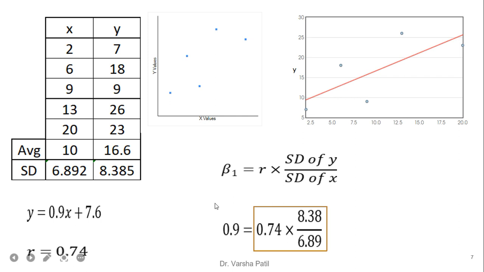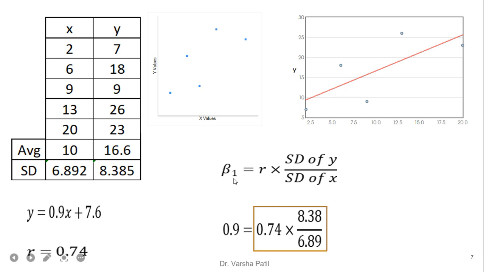Now we will check a different type of data. Now this is the x and y. We will find the average, then the standard deviation. Then when we plot the data, we get this. Now here when we apply linear regression, we get the answer y equals 0.9x plus 7.6, where 0.9 is the slope and 7.6 is the intercept. For this data set, when we calculate the correlation coefficient, it is 0.74.